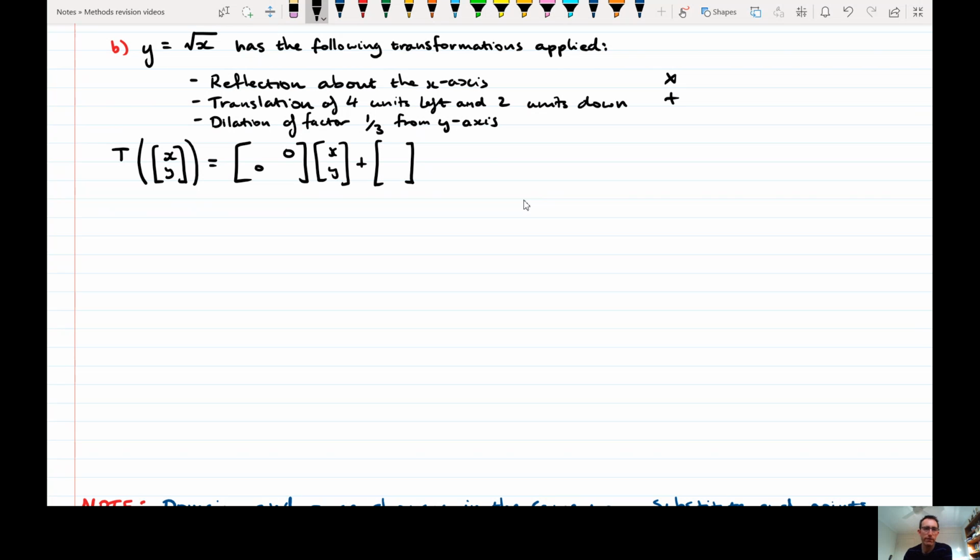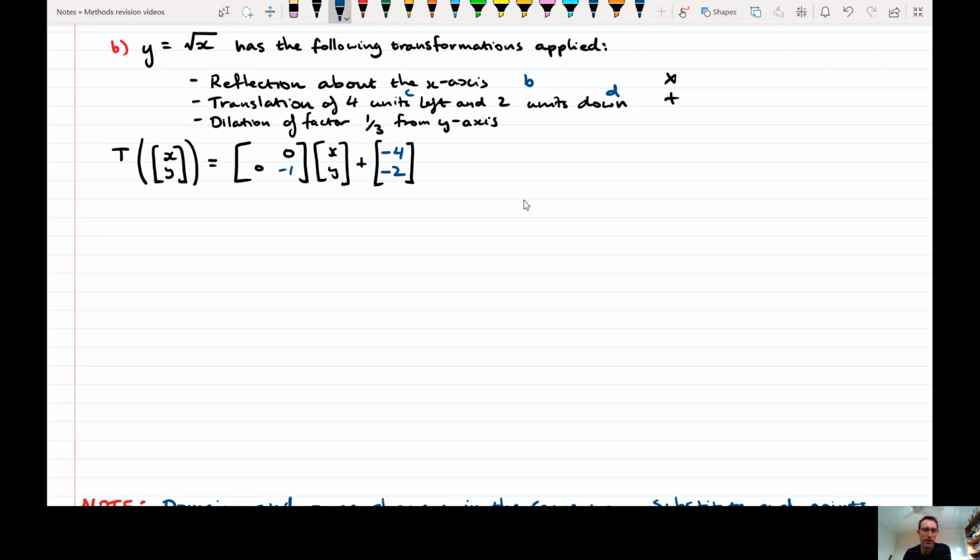So first of all, reflection around the x-axis, that is our b value. That's down here is -1. Then we have a translation of 4 units left, so that's -4, that's our C. And our 2 units down is our D, so -2 goes there.